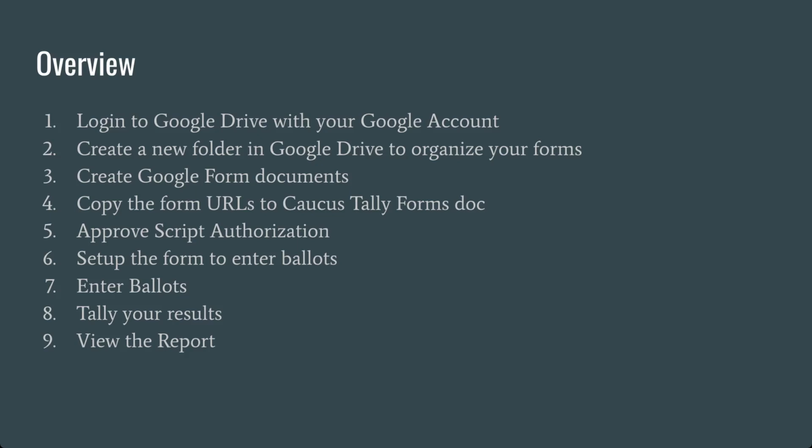You need to have a Google account to do that. We're going to create a folder to keep all our files and documents we're going to be creating organized. We're going to create a Google form. We're going to create the Google form documents. We're going to create a Google Docs word processing sheet to keep track of the URLs for each of those forms. We're then going to go through the steps and show you the authorization that needs to happen so the script can run. Google wants to protect you, and so it requires you to go through some authorization steps.